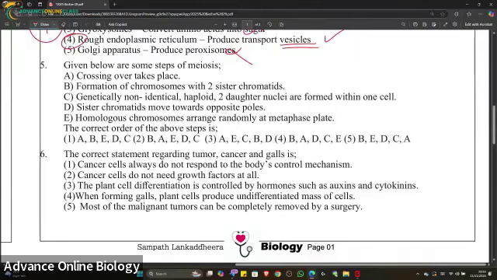Suppose we take this one as the first event. B, crossing over. A, homologous chromosomes are arranged randomly. Then E. And then homologous chromosomes are arranged randomly. Genetically non-identical haploid two daughter cells. C, and then D. So is it B, A, E, C, D?